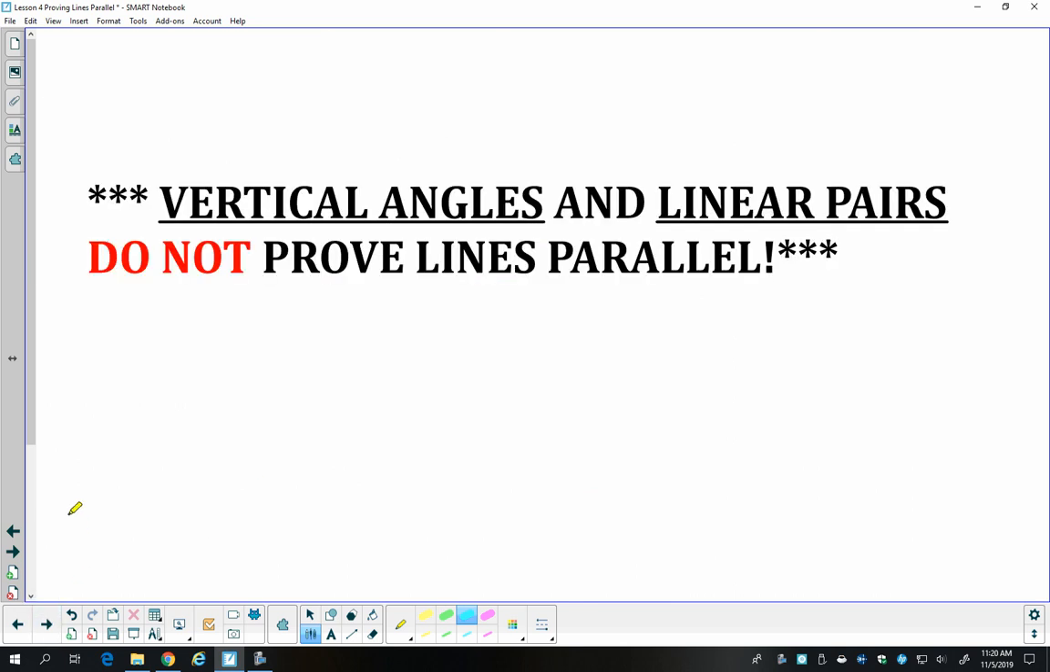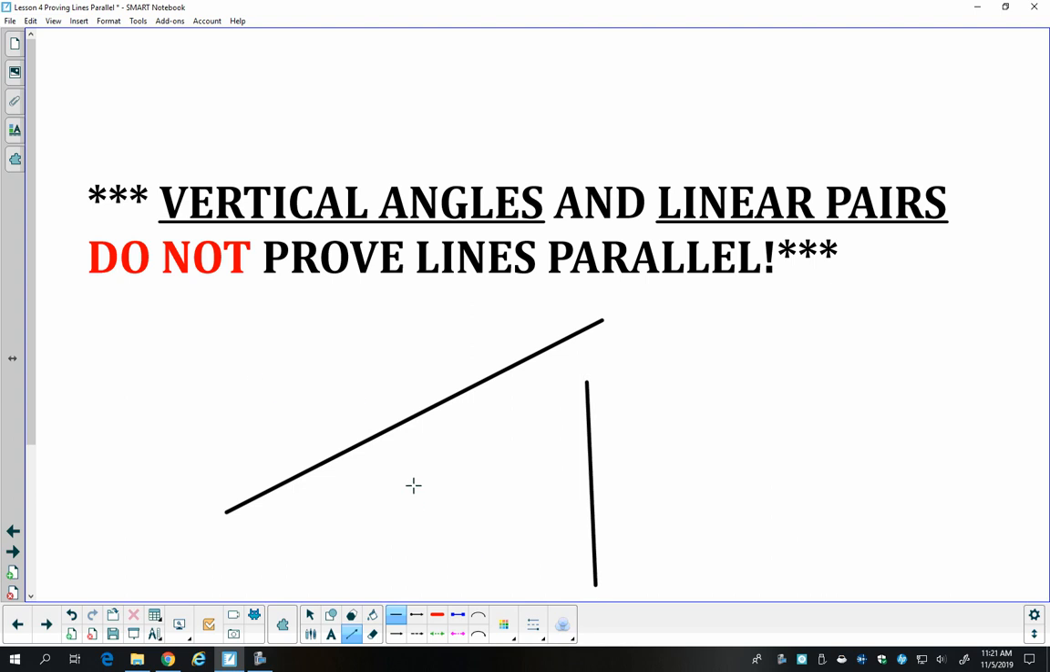What you'll notice I haven't talked about are vertical angles and linear pairs. We can see them when we have parallel lines and transversals, but vertical angles and linear pairs do not prove that two lines are parallel. Let me show you why. If I have two lines just like that, clearly not parallel because they would intersect if I extended them, and then I have a transversal, another line that intersects both of them. I'm still going to see angle pairs that are vertical, for example, that angle and that angle right there. They're vertical and they're congruent.